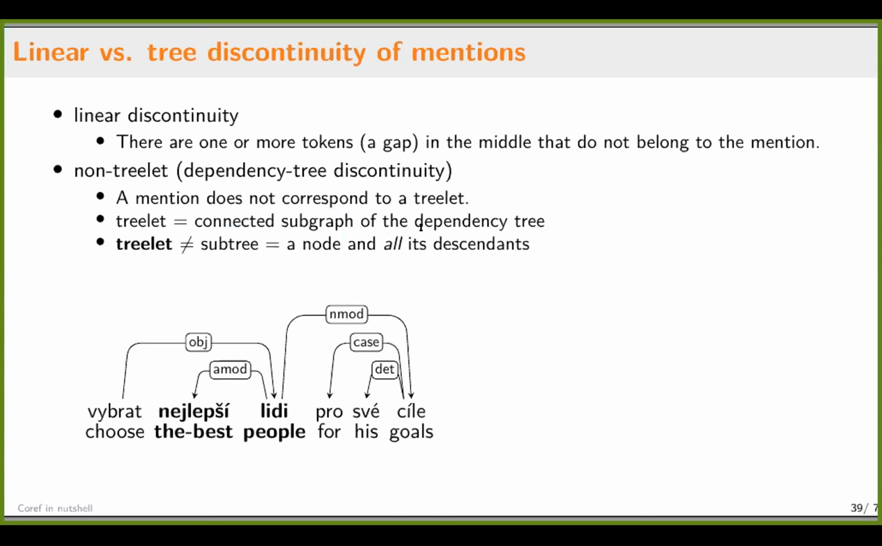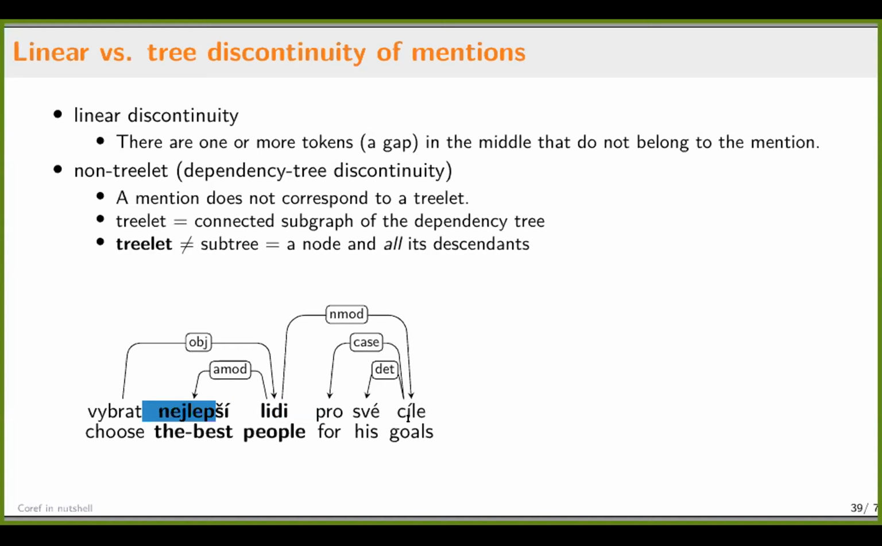It's a slightly different term than subtree. A subtree is defined in graph theory as a node and all its descendants. So in this case, if you choose the node lidi, then the subtree would be nejlepší lidi pro své cíle, so the whole phrase up to the leaves in the tree. But here, and this is from the PDT, only nejlepší lidi was annotated as the mention, and pro své cíle is not part of that mention.